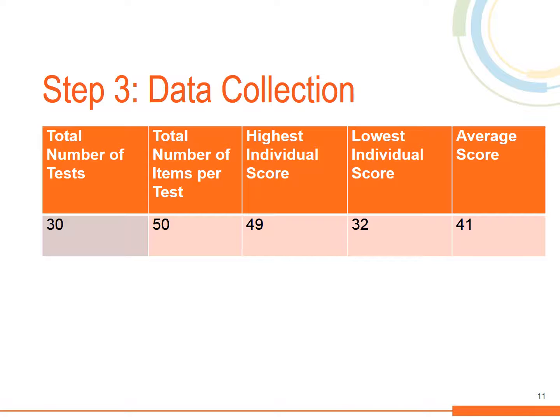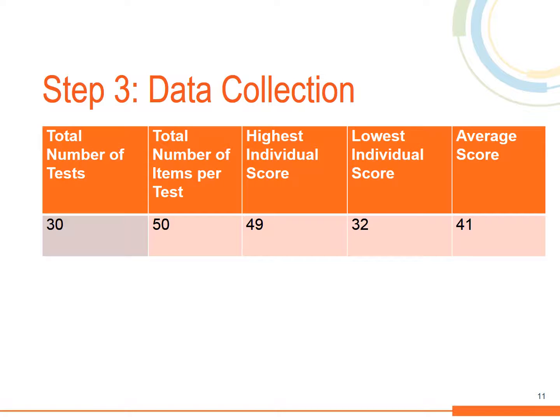Step 3 is the data collection. This is what you do after the assessment has been given at least one time. So you've got a baseline here. What you would do is look at a complete class. In this specific class, I have 30 students that took the test. You can see in the left-hand column, total number of tests is 30. The second column is total number of items per test. This test had 50 questions on it, so 50 is the answer there.